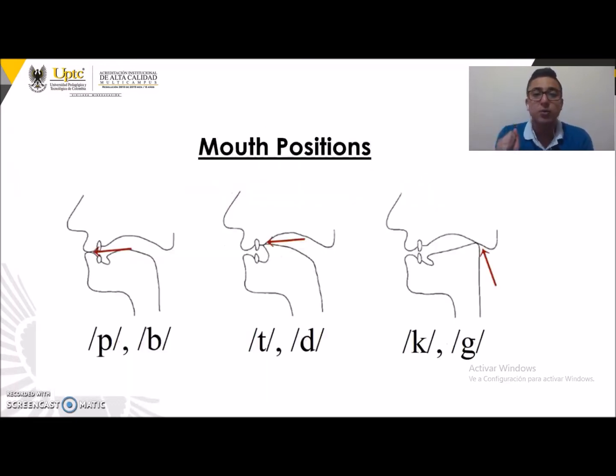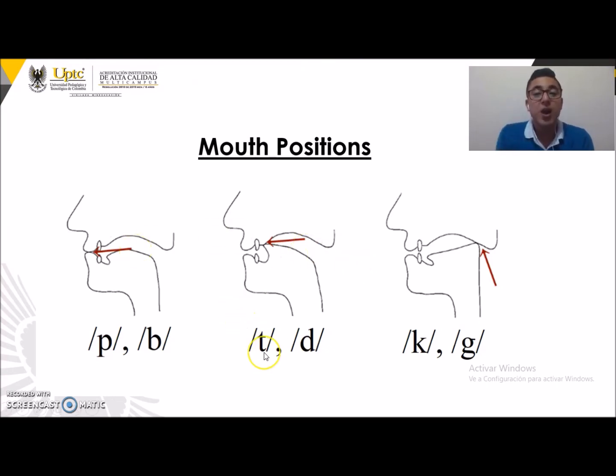So let's move on to the mouth position, because here it is important for you to take into account that even though they are in only one group, they are also divided into subgroups. In the first one, we have P and B, and they are produced from the middle part of your mouth, and the air goes from the back of your throat, and at the end it is released in the middle of the mouth.